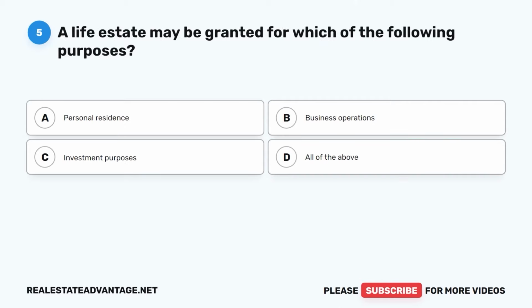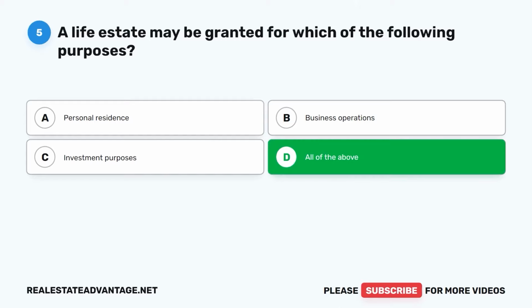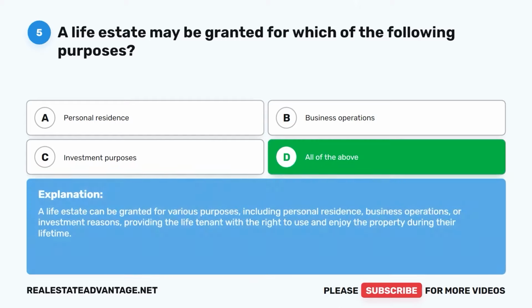Question 5. A life estate may be granted for which of the following purposes? A. Personal residence. B. Business operations. C. Investment purposes. D. All of the above. The correct answer is D. All of the above. A life estate can be granted for various purposes, including personal residence, business operations, or investment reasons, providing the life tenant with the right to use and enjoy the property during their lifetime.